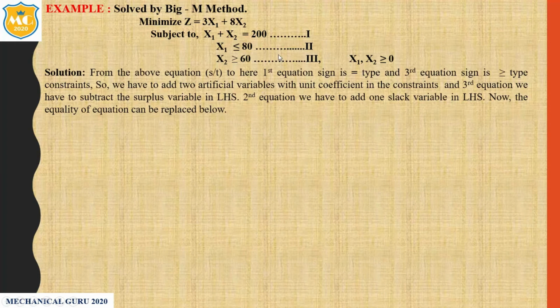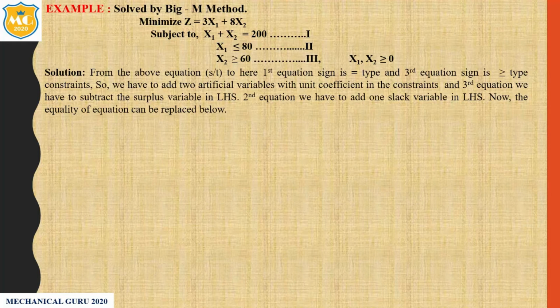Okay, so here we can easily find out. Here the first equation sign is equal to type and third equation sign greater than equal to type. So we have to add two artificial variables with unit coefficient in the constraint, and in third equation we have to subtract the surplus variable in left hand side, and in the second equation we have to add only one slack variable in the left hand side. Now the equality of the equation can be replaced below.